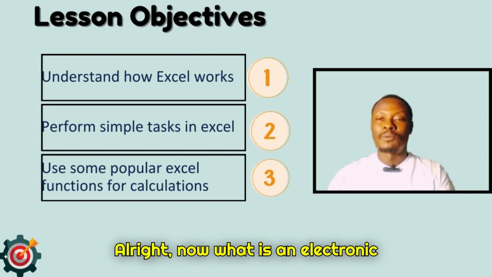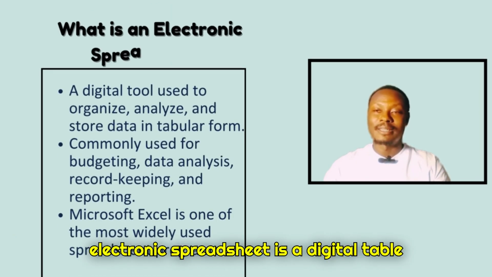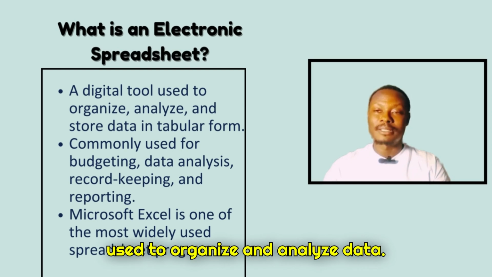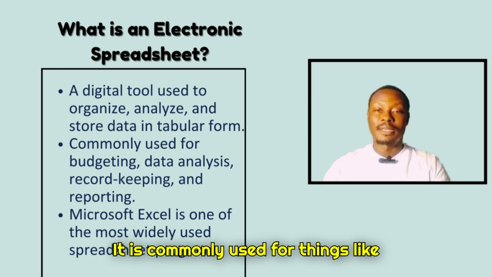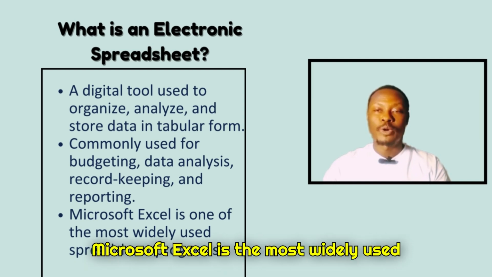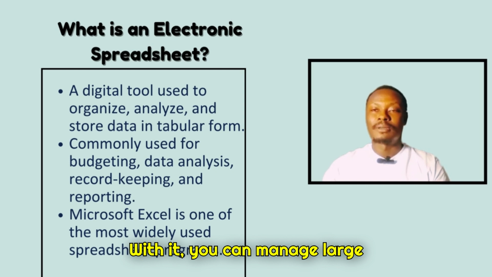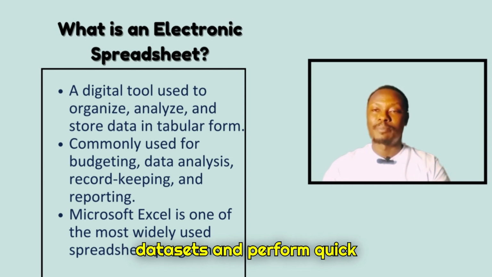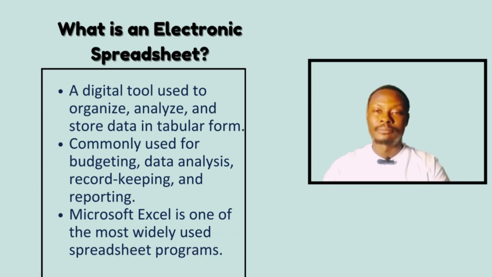All right. Now, what is an electronic spreadsheet? An electronic spreadsheet is a digital table used to organize and analyze data. It is commonly used for things like budgeting, record keeping, and reporting. Microsoft Excel is the most widely used spreadsheet. With it, you can manage large data sets and perform quick calculations without struggling.